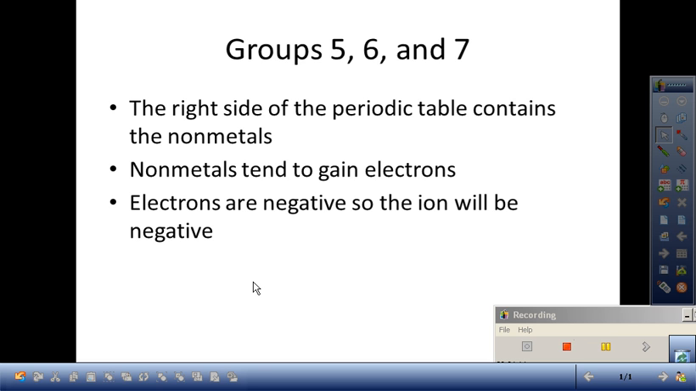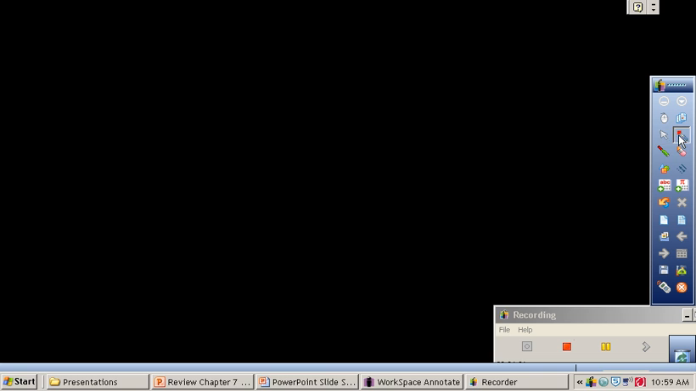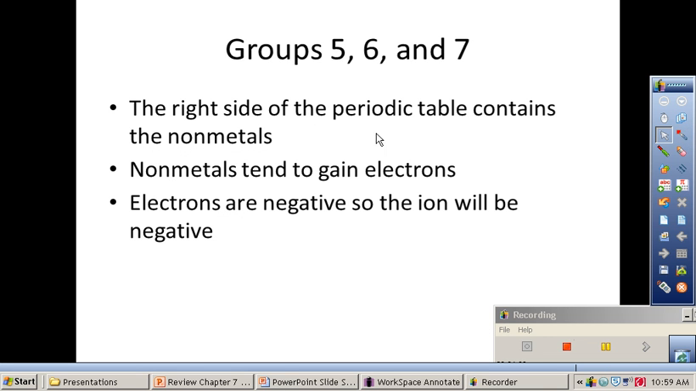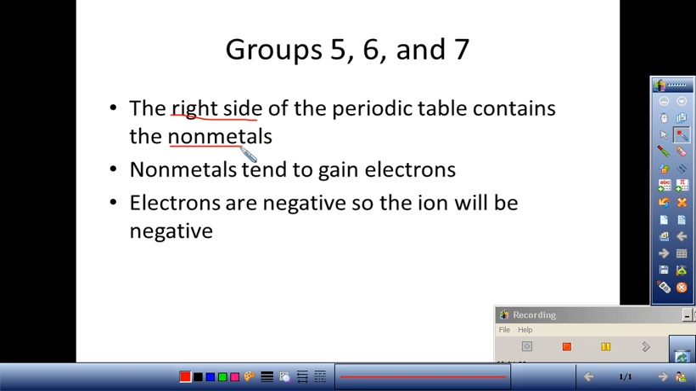Alright, now group 5, 6, and 7 are going to be similar. These guys are on the right side of the periodic table. So if they're on the right side, that means they're nonmetals, and nonmetals tend to gain. Now since we're gaining negative things, their overarching charge is going to be negative.